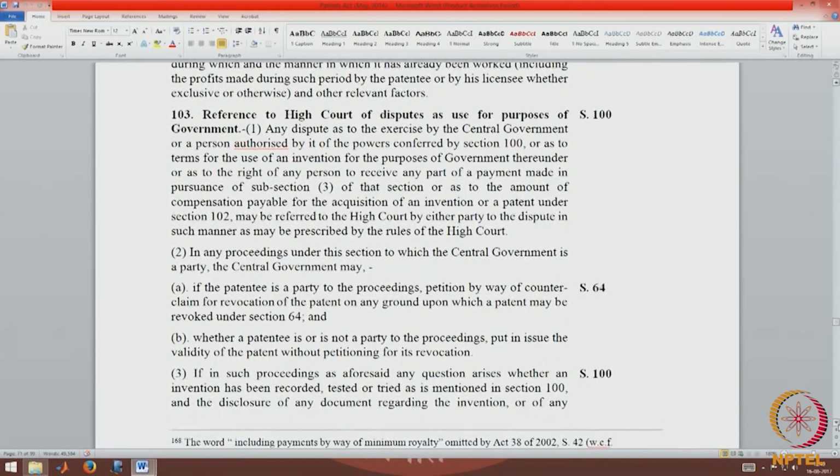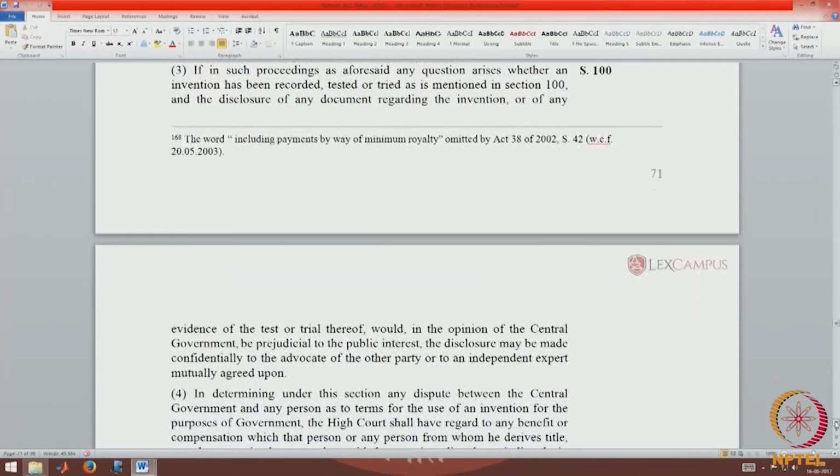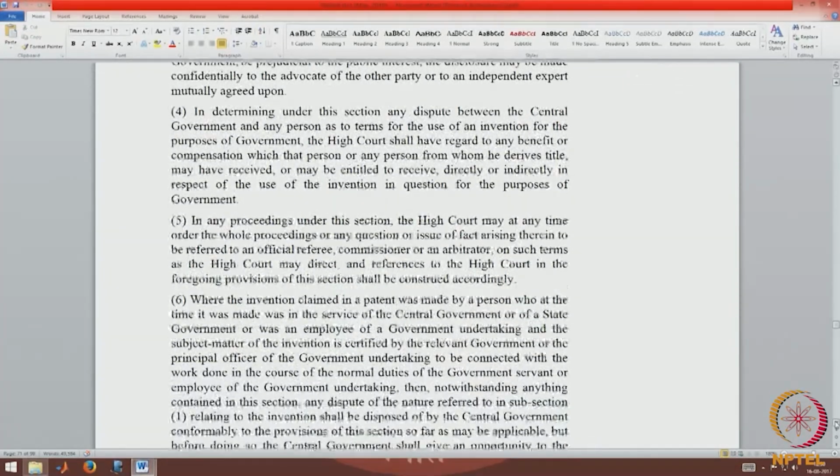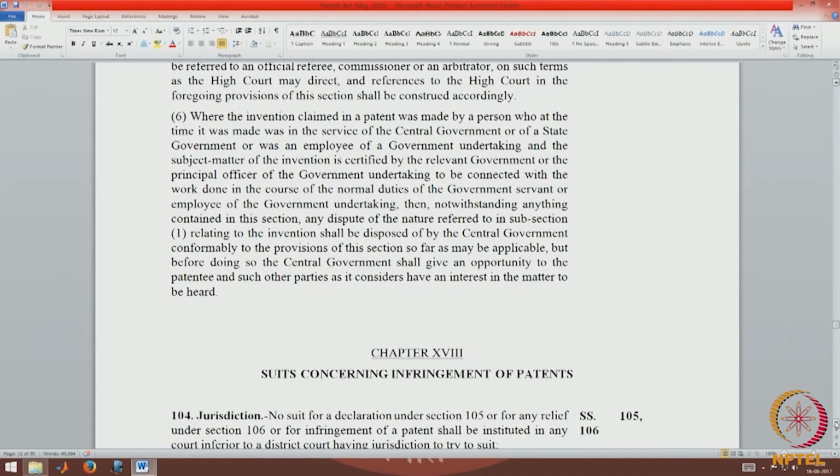Now, there is a provision for reference to the High Court in section 103, where the private entity or the person holding the patent or the invention and the government are not able to come to an agreement. There is some dispute between them. Then there is a provision by which a reference can be made to the High Court, and the High Court will resolve the dispute. Now, these provisions largely cover the cases in which the government can use or the government can acquire an invention.